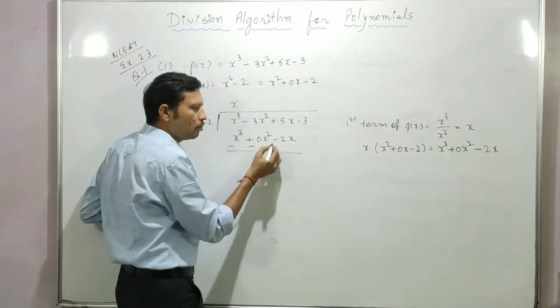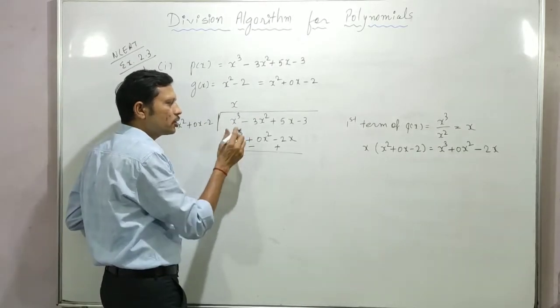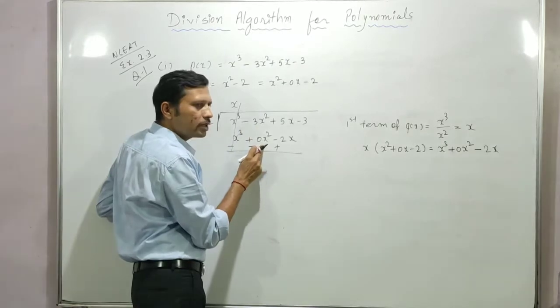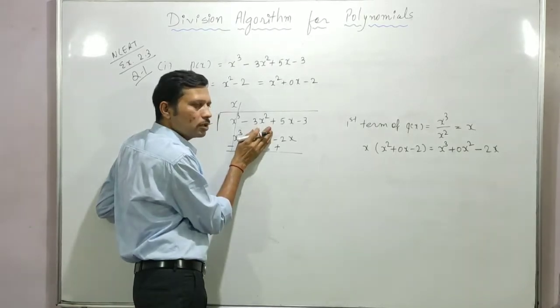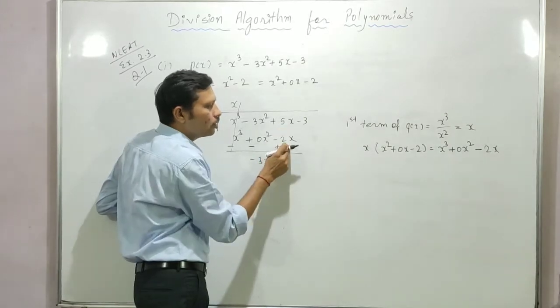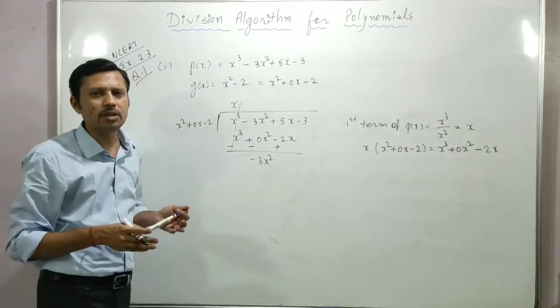This plus becomes minus, and minus becomes plus. Now see here, plus x cube minus x cube, it will be cancelled out. Okay, minus 3x square, it's a 0x square, so this one is 0 almost, so minus 3x square. Here both are like terms. Now like terms can be added, can be subtracted.